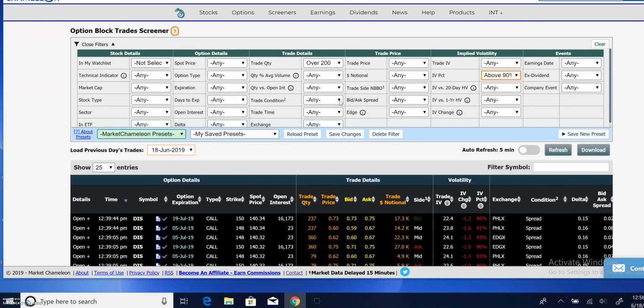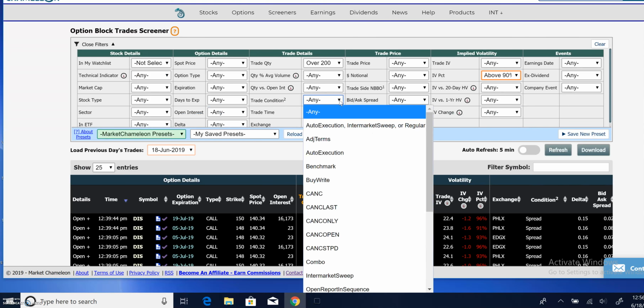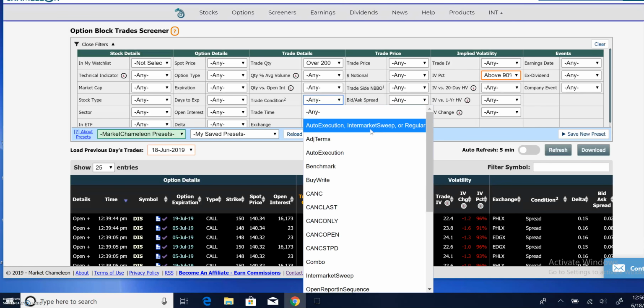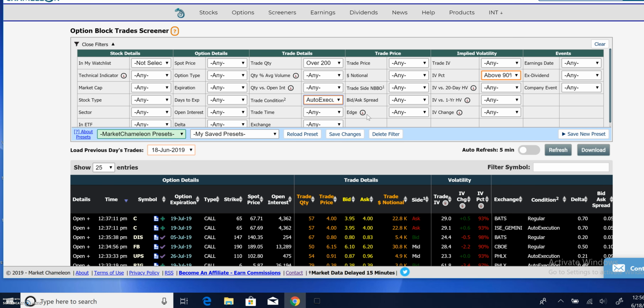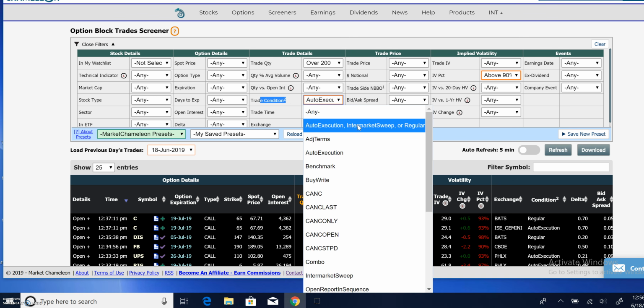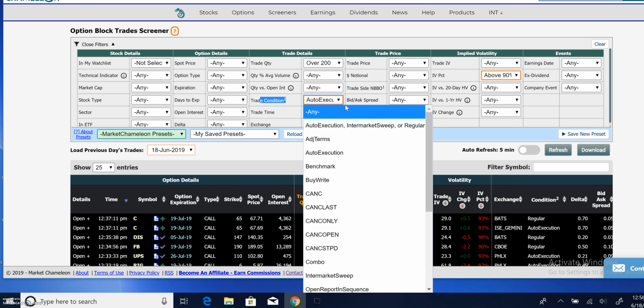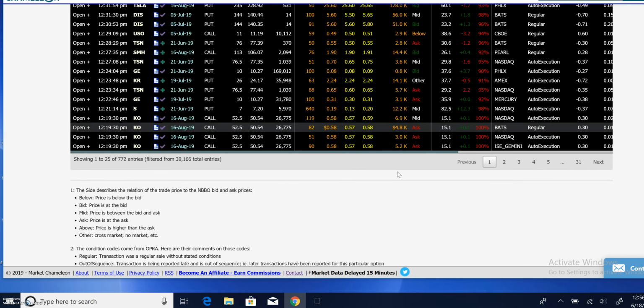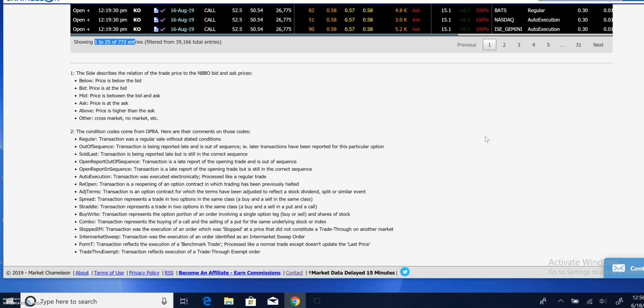Let's also look for option trades that are not part of a spread or a contingent trade or part of a hedge with a stock. So now I use that trade condition to look for just auto execution, intermarket sweep, or regular orders. And let's see how much we narrowed it down to: 722.